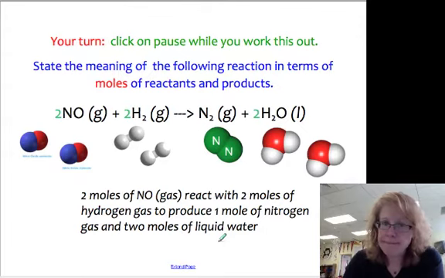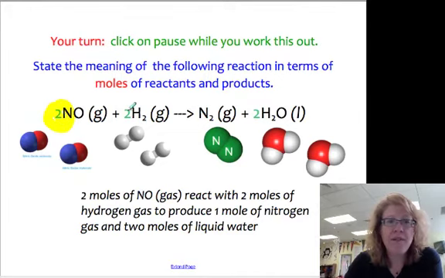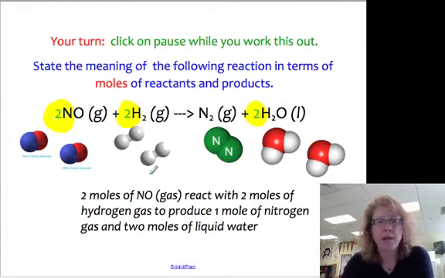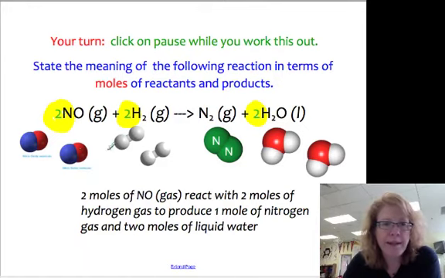Welcome back. Did you get it? So in order to balance the equation, here is what we need. We've got to have 2 nitric oxide molecules, 2 hydrogen molecules, and we'll eventually produce 1 nitrogen. There's no 1 in front of it, and then 2 liquid water molecules. So there's a little picture of what it looks like. Blue or green is nitrogen, white's hydrogen, yellow is oxygen, just as a general thing to do.